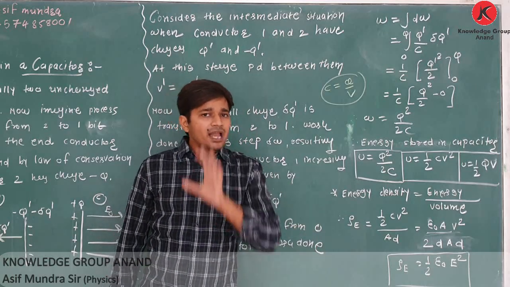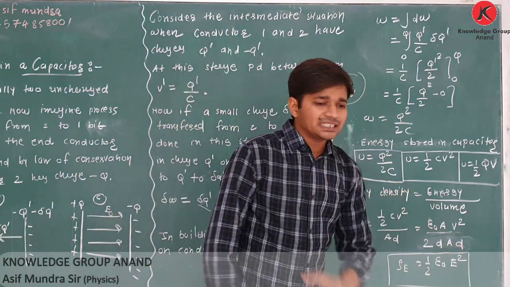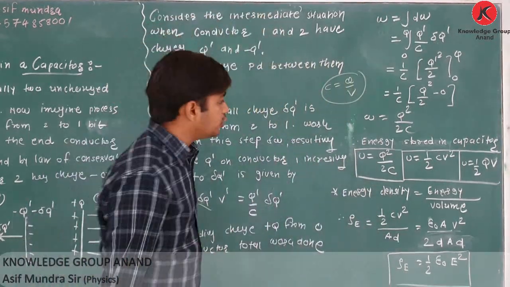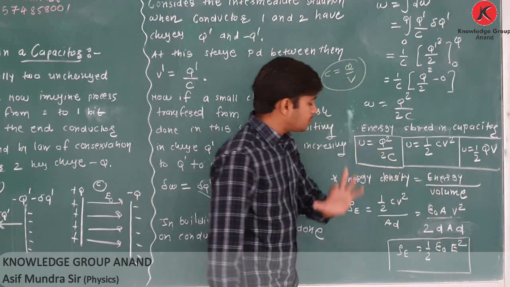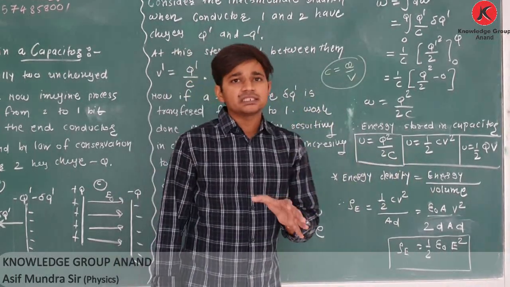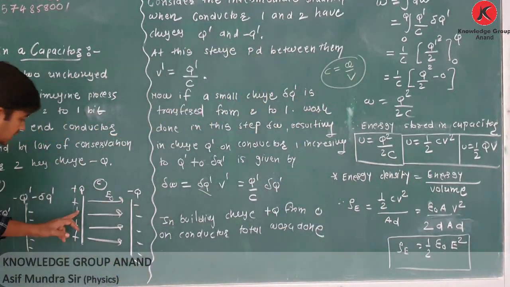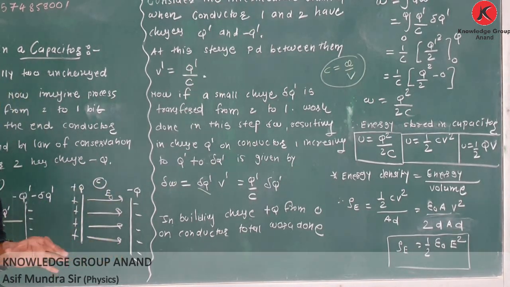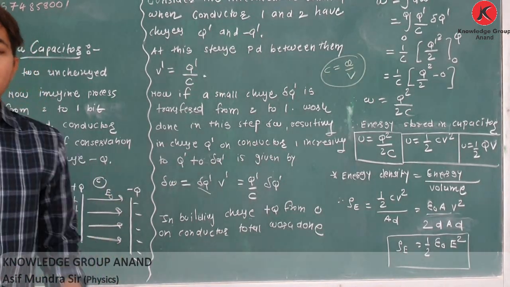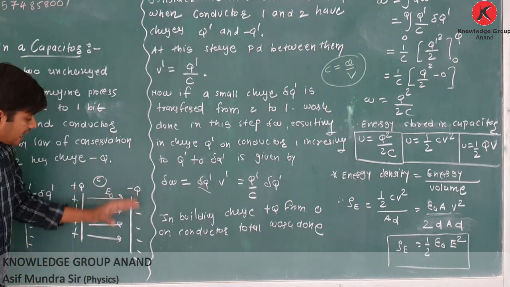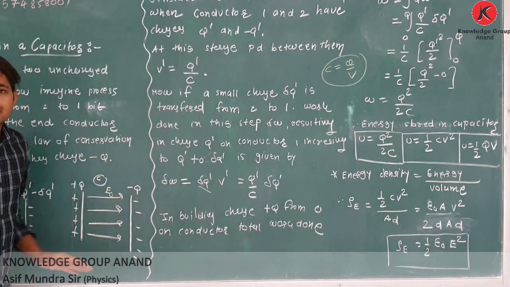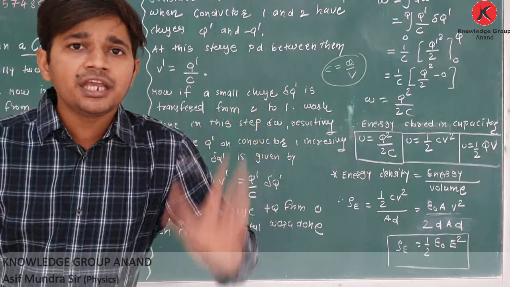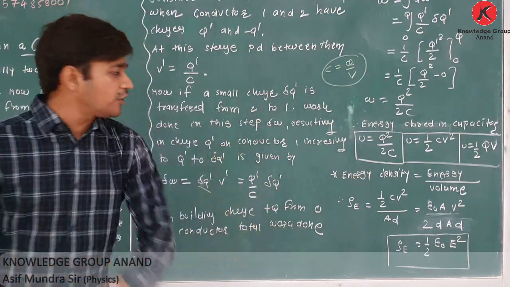Clear? Okay. Now the last point is energy density. What is energy density? Energy density is defined as energy per unit volume. In a capacitor, this energy is in the form of electric field. Remember students, in a capacitor, energy is stored in the form of electric field.